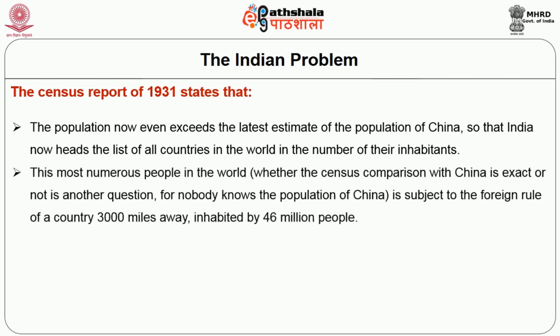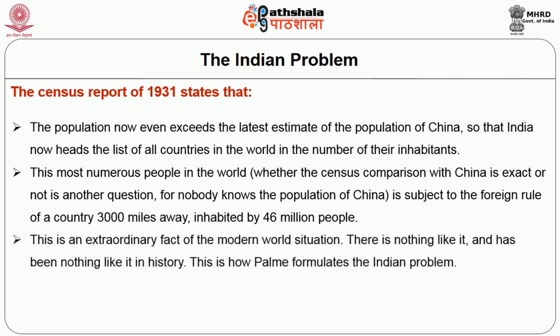This most numerous people in the world, whether the census comparison with China is exact or not is another question, for nobody knows the population of China, is subject to a foreign rule of a country 3,000 miles away, inhabited by 46 million people. This is an extraordinary fact of the modern world situation. There is nothing like it, and has been nothing like it in history. This is how Palme Dutt formulates the Indian problem.